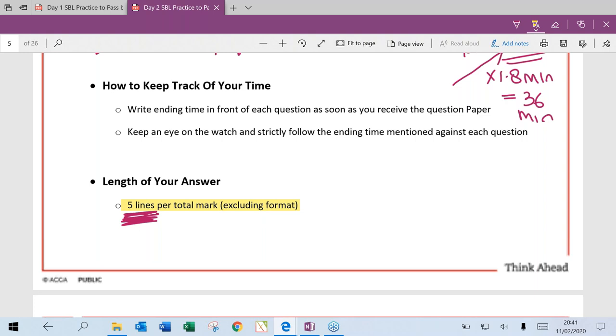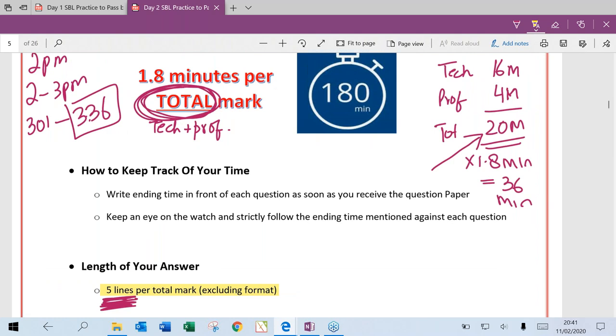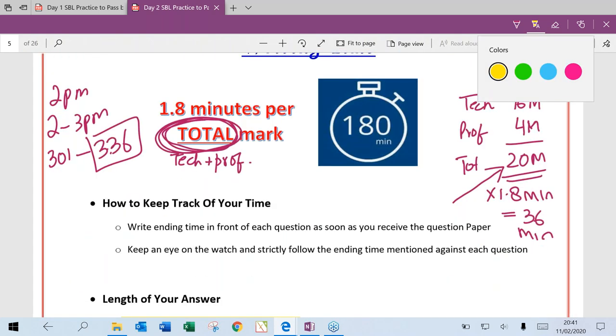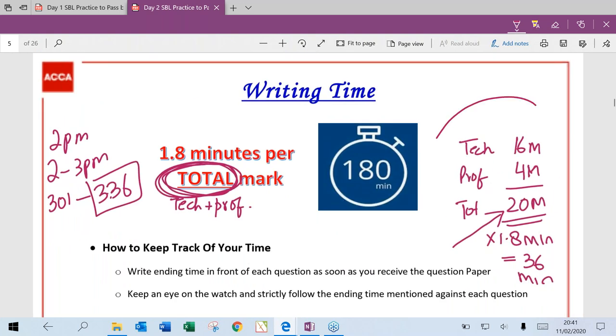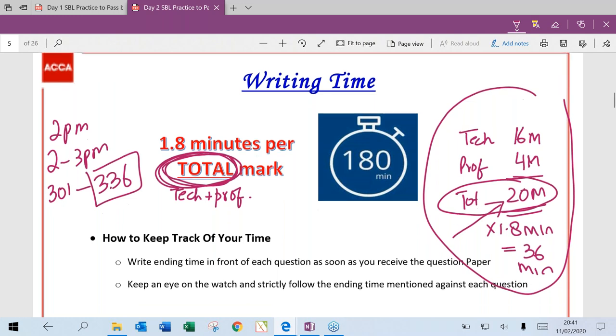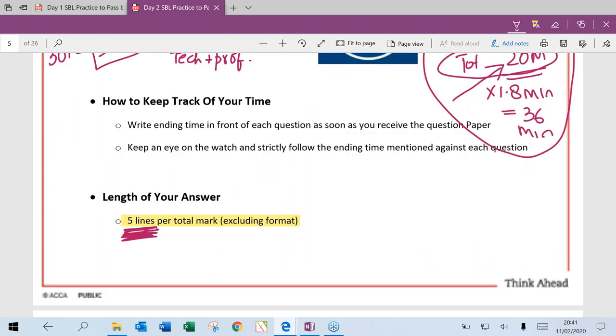Let me look at the comments. What is meant by per total mark? Is it 1 mark or 2? No, okay. By per total mark, I mean technical marks plus professional marks. I mean total marks for the question, okay? I'm not talking about 1 mark or 2 marks. Total marks for the question. And I just showed you this example. You see this example? So this is total mark. Can you see this? So please avoid asking questions that repeat. I have to repeat stuff then.